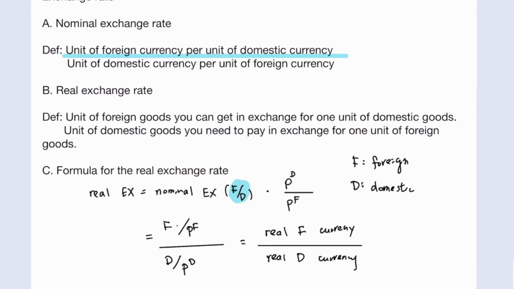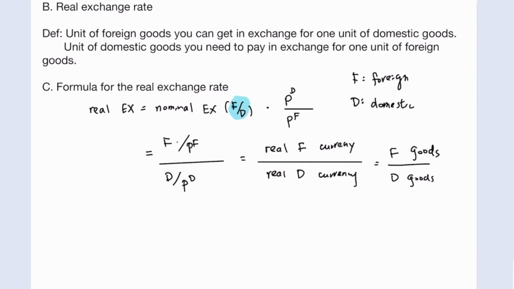So now the denominator is the domestic goods, and the numerator is the foreign goods. That is how you think about the real exchange rate. Basically, you are measuring the units of foreign goods per unit of domestic goods. And then we use the price index to help us convert the nominal exchange rate into the real exchange rate. So if a country's real exchange rate is rising, what does it mean in this case?